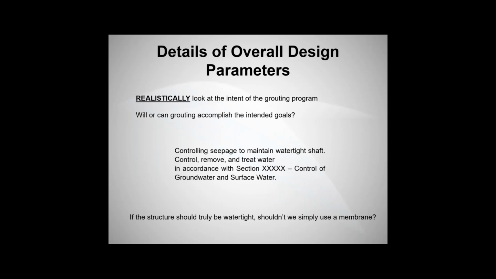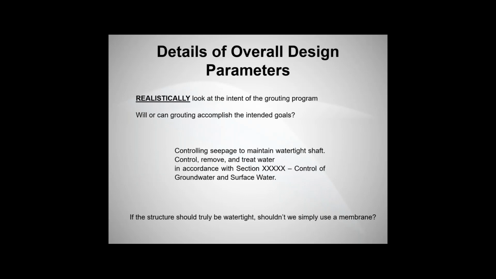This kind of ties back to the realistic expectations for, say, a performance grouting spec. If I'm looking for a shaft that makes 3 gallons a minute, am I really looking at grouting to accomplish that? Can grouting accomplish that?